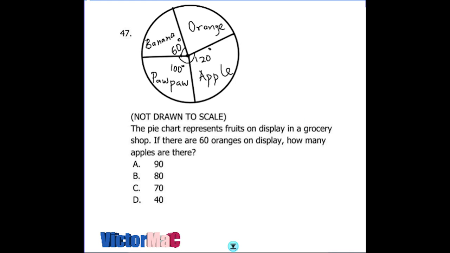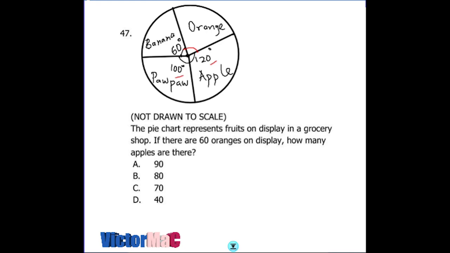question 47. This is a question on data presentation or data representation, where we have the data represented on a pie chart. The pie chart represents fruits on display in a grocery shop. If there are 60 oranges on display, how many apples are there? Now, in this question, we don't have the angle for the sector of orange, but we are given the angle for the sector for banana, which is 60, for pawpaw 100, and then apple 120.